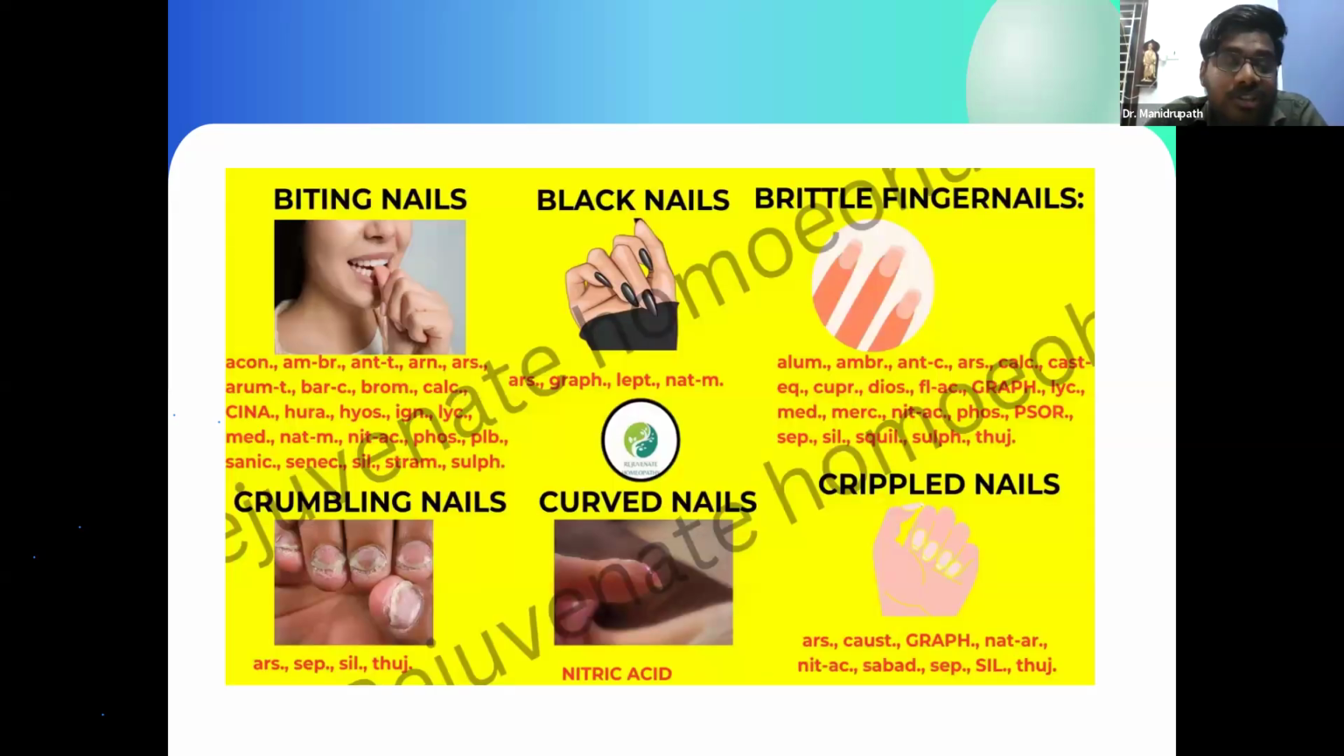Next, take this as your screenshot for your prescriptions as well. For biting nails, there are some remedies we have mentioned. Especially for black nails: arsenic, graphite, Leptandra. Leptandra also has black stools, as well as Natrum mur. Brittle nails, the remedies we have mentioned. With crumbling nails, the remedies we need to think of are arsenic, sepia, silicea, and thuja.